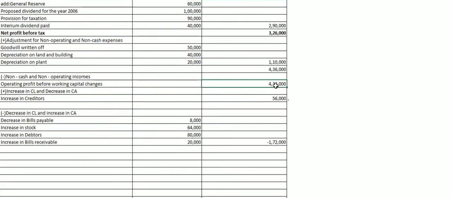So with this 4,36,000, you will add 56,000 and you will minus 1,72,000. So the resultant figure will be 3,20,000, which is nothing but your cash generated from operation.